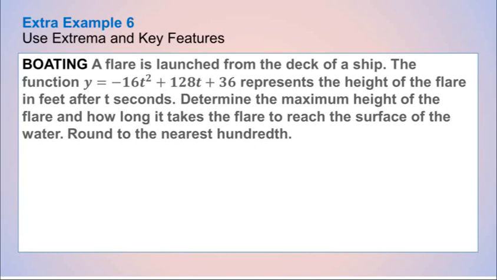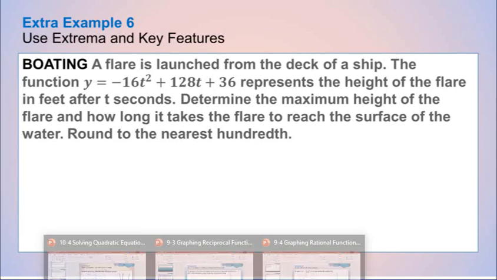And the last one, a flare is launched from the deck of a ship. The function y equals negative 16t squared plus 128t plus 36 represents the height of the flare in feet after t seconds. Determine the maximum height of the flare and how long it takes the flare to reach the surface of the water. Round to the nearest hundredth. So we need to find the maximum height and then the zero, and it has to be the positive zero. So again, I'm just going to use my calculator here.